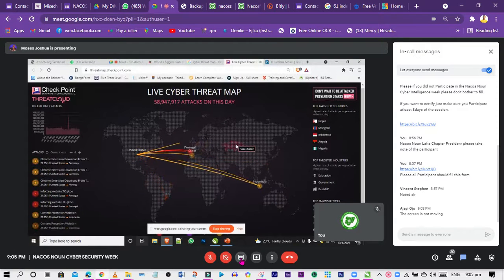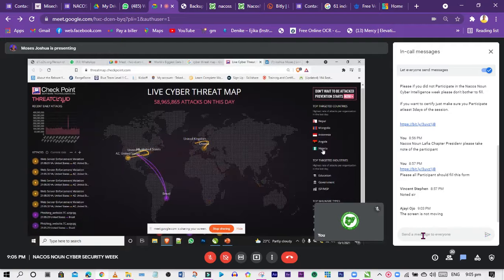So we have almost 60 million attacks just today. And from the right hand side you see that Nigeria is not left out. We have Nepal, the top targeted. Nigeria is part of it. I guess it's because today is independence of Nigeria, so definitely to draw attention on a world scale.